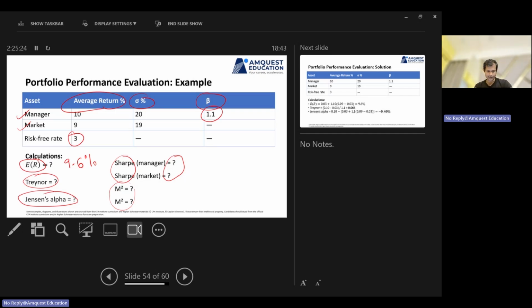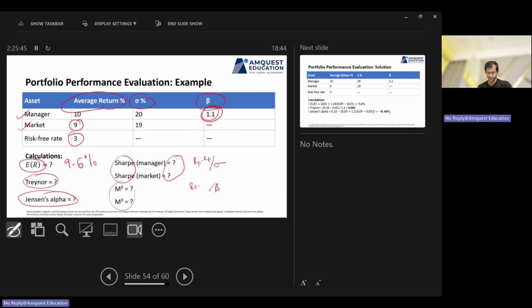Why is it more than market? Market is 9, but it is 9.6 because your beta is more than 1, right? I hope you got the connection right. Now, what is Treynor ratio, Sharpe ratio? Sharpe ratio is basically divided by standard deviation. Treynor is divided by beta, right?